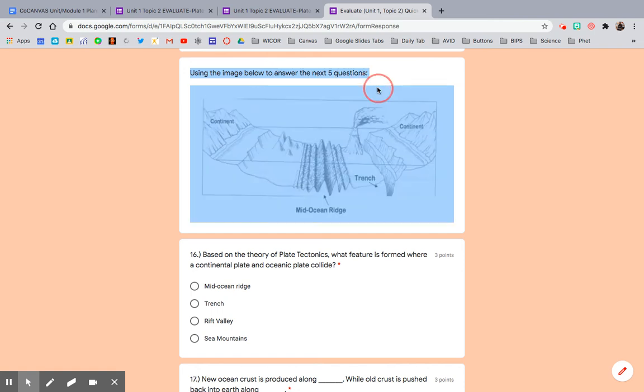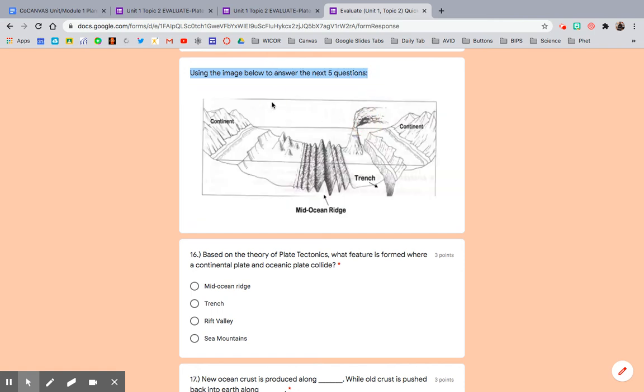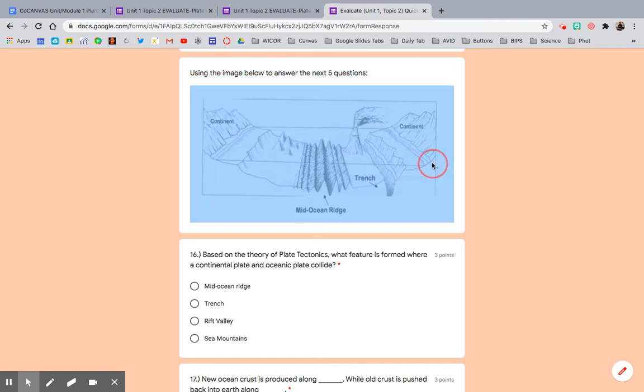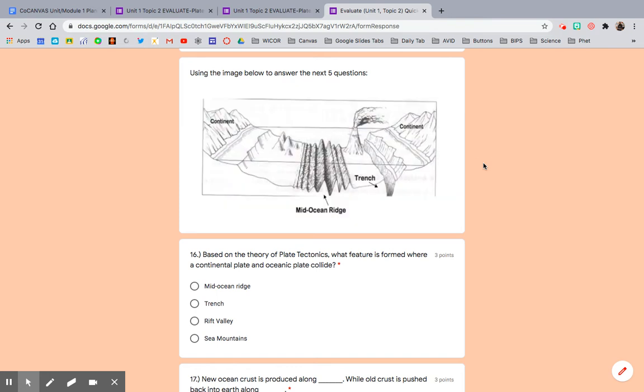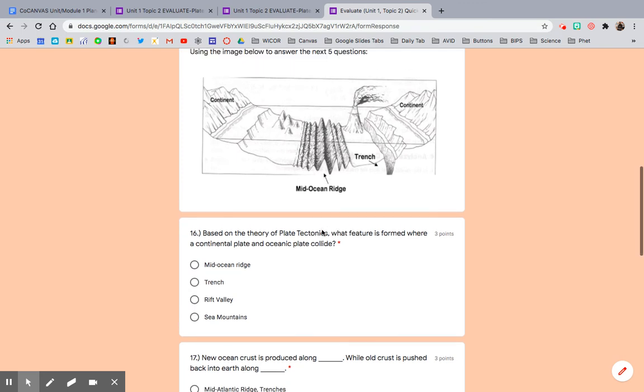Okay, y'all, so you're going to use this diagram below for the next 5 questions. So please make sure that you keep scrolling back up. So I have continental crust here, continental crust here. This is the water line. So this is all under the water, y'all. This volcano is under the water, this trench, and this is the mid-ocean ridge. You've heard me talk about that before.